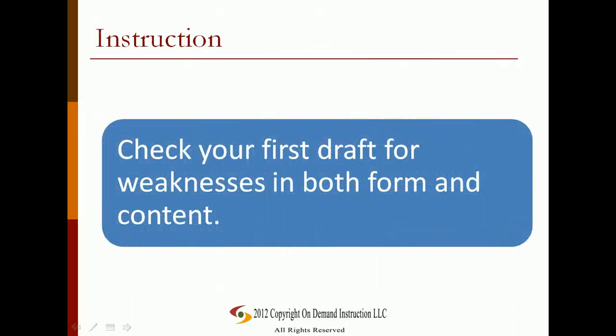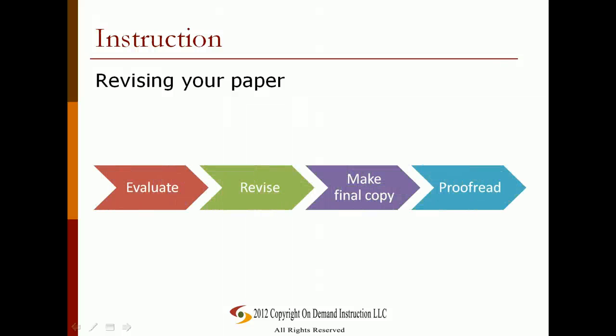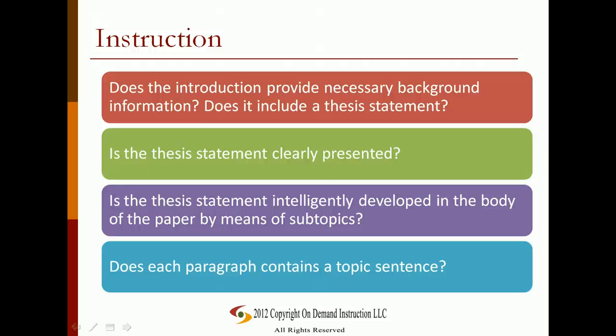Now let's revise and polish your draft. Check your first draft for weaknesses in both form and content. In revising your paper, you should evaluate your first draft using questions such as those in the following checklist and revise it accordingly. Then make a final, clean copy and proofread it. Here's a checklist that you must consider in revising your paper.